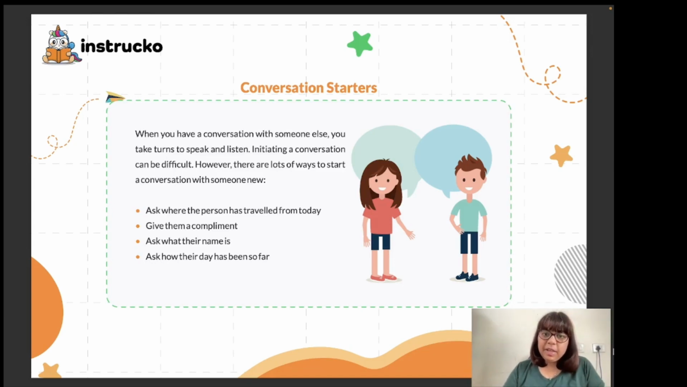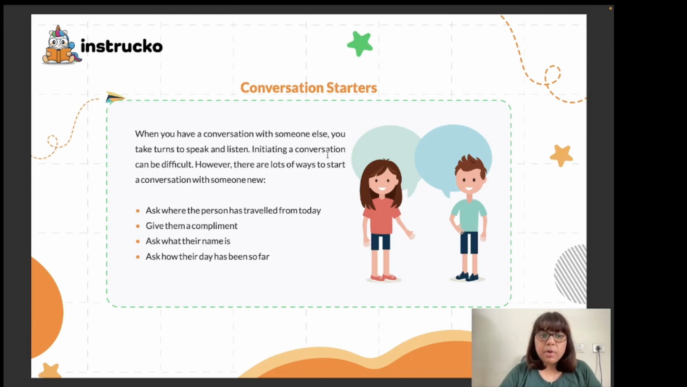And today we are going to be talking about conversation starters. So, what do you know about conversation starters? What do you think a conversation starter is? Exactly. It's the first thing we say during a conversation, as the name suggests. It's the things we say to start off a conversation, right? Now, when you have a conversation with someone else, you take turns to speak and listen.